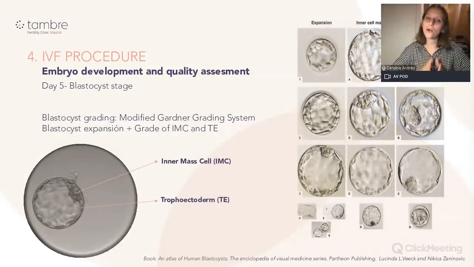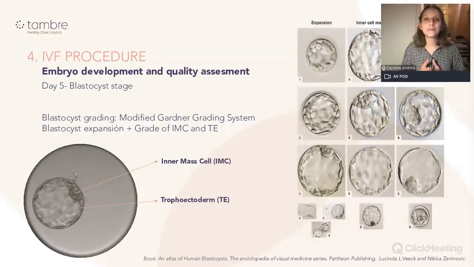Then, concerning the quality of the structures, both the inner cell mass and the trophectoderm are going to have a letter that goes from A to D. A and B are considered of good quality. The only difference between both letters, for both parts, is the morphological aspect. It allows us to differentiate, for example, an inner cell mass which is more compact, more small, compared to another one that's a bit bigger. But concerning the quality, it is the same.